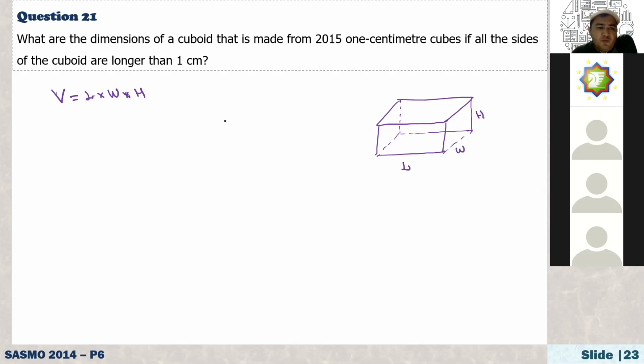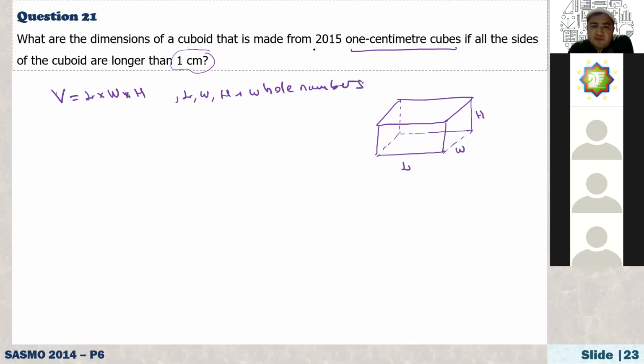In the question, it says that all the sides of the cuboid are longer than 1 centimeter. What do you think, Aiden? Do you have any idea how to solve this question? Can I draw, for example, L plus 1 times W plus 1 times height plus 1? No need to do it like this, because here we are using 1 centimeter cubes. What does it mean, Aiden? That means that L, W, and H are whole numbers.